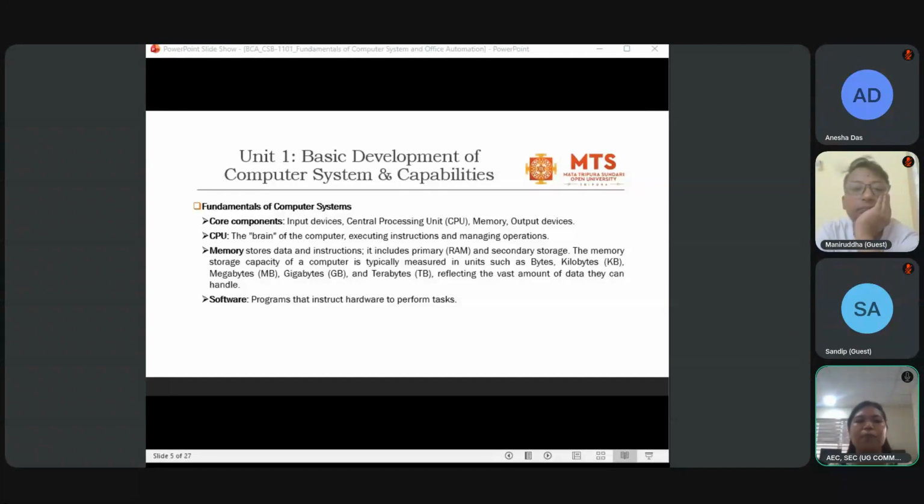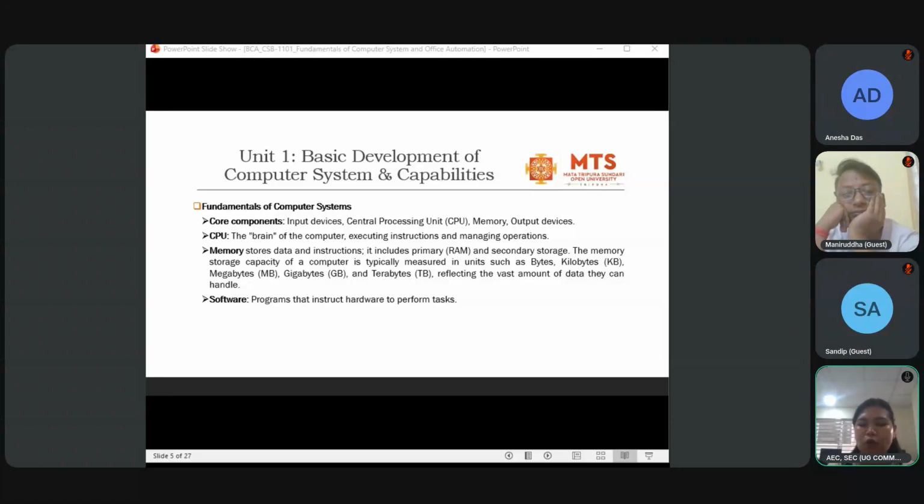Okay, the memory part is like the RAM, which includes primary memory as RAM, random access memory, and secondary storage. ROM also will be there. The memory storage capacity of a computer is typically measured in units such as bytes, kilobytes, megabytes, gigabytes, which we know as KB, MB, GB, and terabyte is TB, reflecting the vast amount of data they can handle.